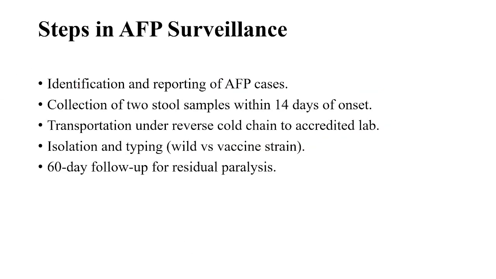What are the steps used in AFP surveillance? I have identification and reporting of the cases. Two stool samples should be collected within 14 days of onset. Transportation is done under something called the reverse cold chain to a lab, where I have isolation and typing. I identify wild versus vaccine-derived poliovirus, that is VDPV, and again I will do a follow-up after 60 days for residual paralysis.